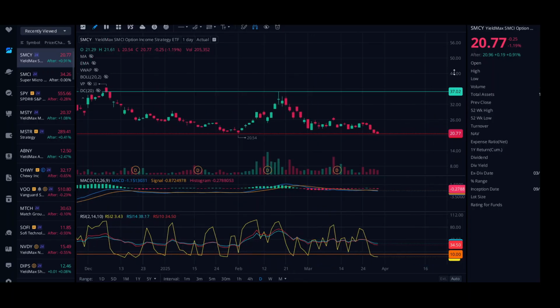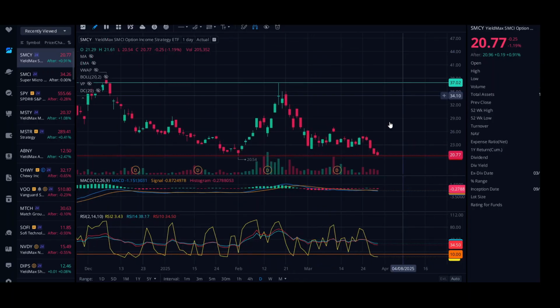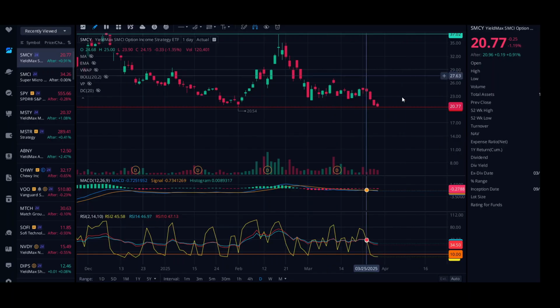As you can see, if I zoom in, you can see the candles a little bit better. We are right there on that line, testing that support line. And we'll see, do we bounce off of that and respect that support, or are we going to break down and hit all-time lows? So to better understand SMCY, let's take a look at SMCI.